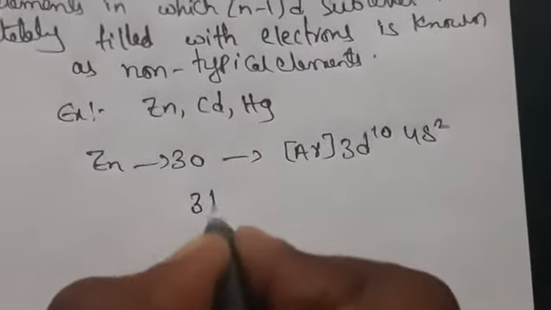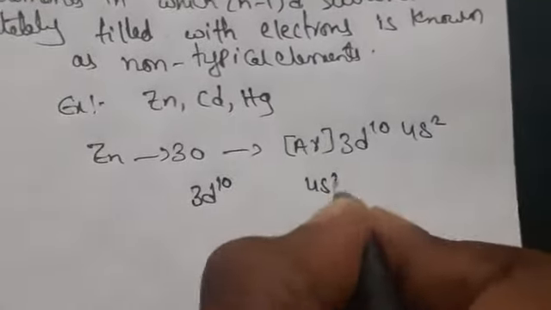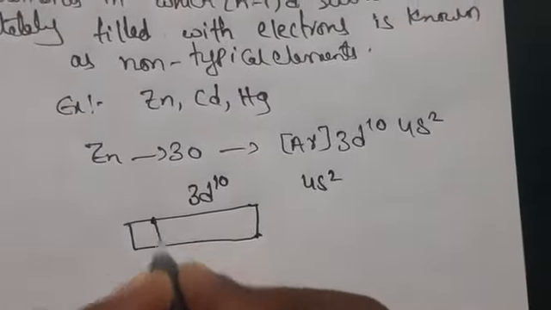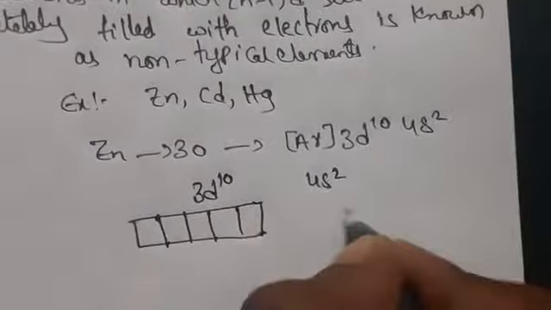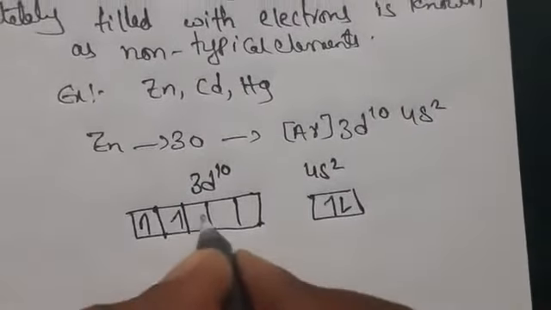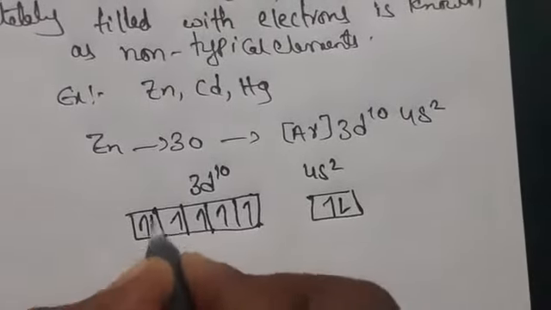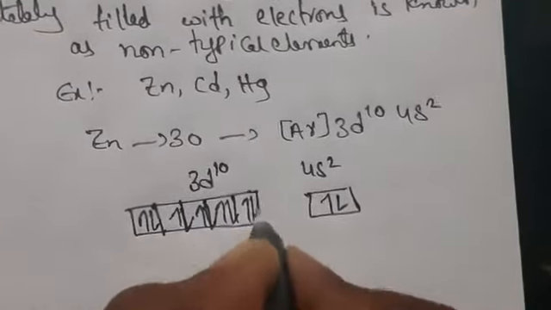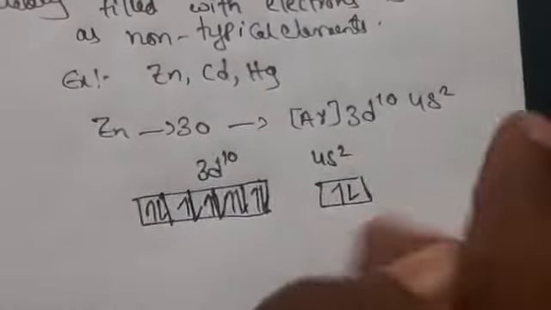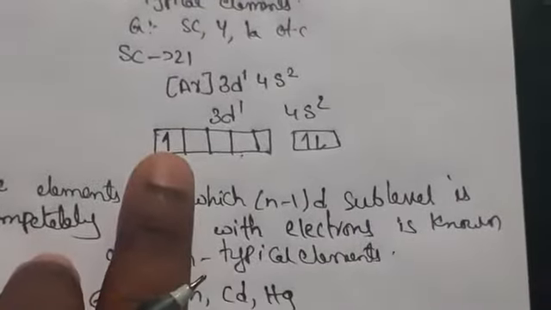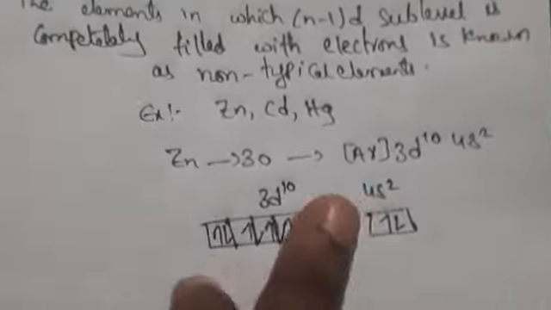So now let us write the electronic configuration, which is divided into sublevels. This has 2 electrons, and so on, with 3d10 and 4s2. So overall it is completely filled. If you observe, the incompletely filled ones we call typical, and this one we call non-typical elements.